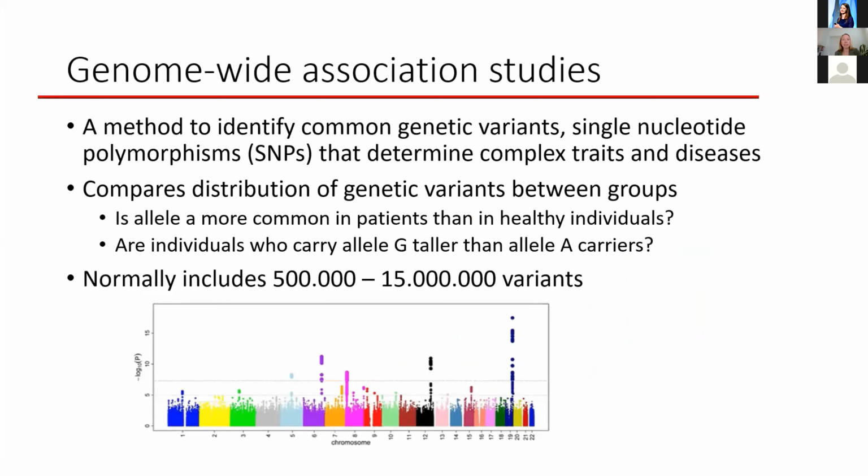Genome-wide association studies is a method to identify common genetic variants, single nucleotide polymorphisms, that determine complex traits and diseases. It compares the distribution of genetic variants between groups. For example, is an allele more common in patients than in a healthy individual? Are individuals who carry allele G taller than allele A carriers? Normally, it includes 500,000 to 50 million variants in a GWAS.